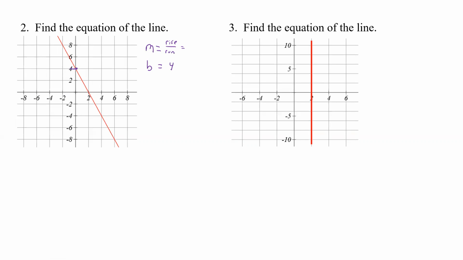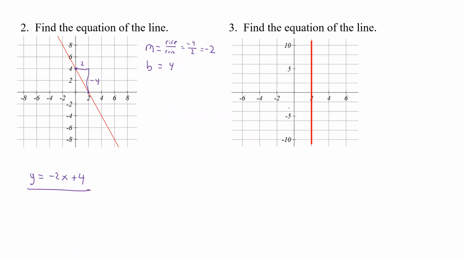We can use this point and we can use this point. So we're going to go right, how many? 2. And we're going to go down, how many? -4. So the rise is -4. The run is 2. And so that's going to be a -2. So from there, we can get y equals slope, which we said was -2, times x, plus b, which was 4. And that is the equation of our line.